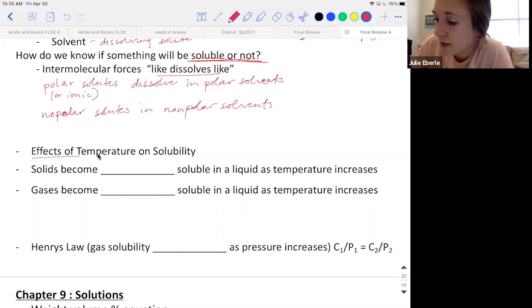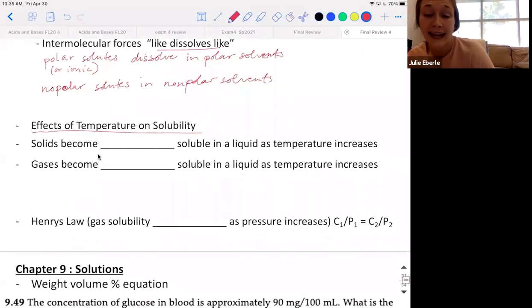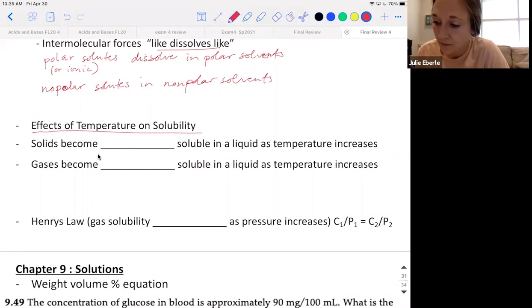So after we talked about that, we talked about effects of temperature on solubility. Particularly looking at a gas dissolved in a liquid or a solid dissolved in a liquid. We said solids become more soluble in a liquid as temperature increases. And gases become less soluble in a liquid as temperature increases. You have to decrease temperature to get more of the gas to dissolve.